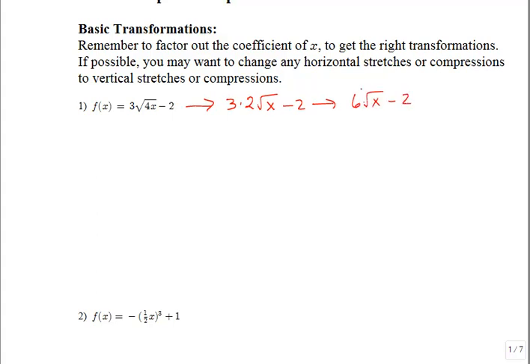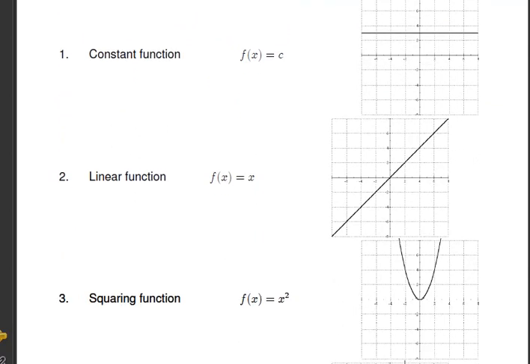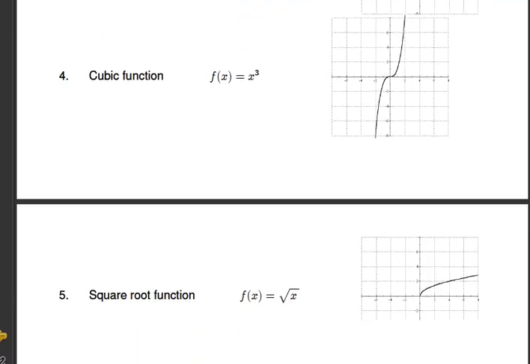So if you look at this equation now, there's no more horizontal compression going on. Instead, this 6 becomes a vertical stretch by a factor of 6. And the 2 on the side, that minus, tells us that we're going to go down 2. So those are the only two different transformations that we have going on. Now you do want to recall what the graph of square root of x looks like, and we had a function library that showed us all the different types of graphs that you're expected to know. And square root of x is right here.